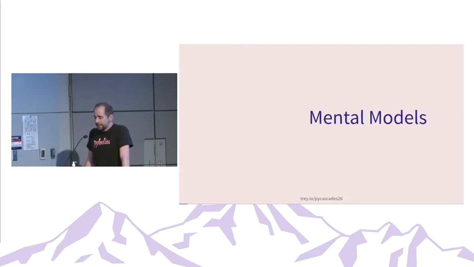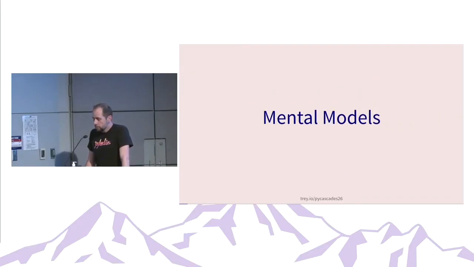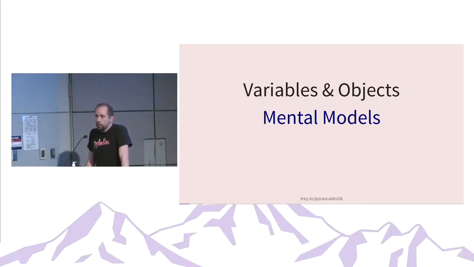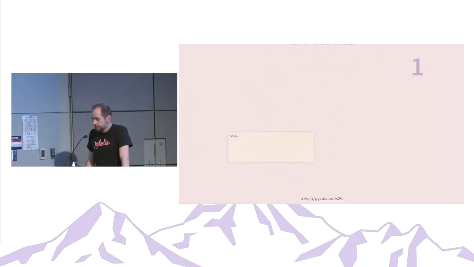This talk is about mental models, specifically the mental models that we use when thinking about Python's variables and objects. When our mental models don't match up with how Python actually works, we run into gotchas. We're going to start by looking at 5 gotchas.